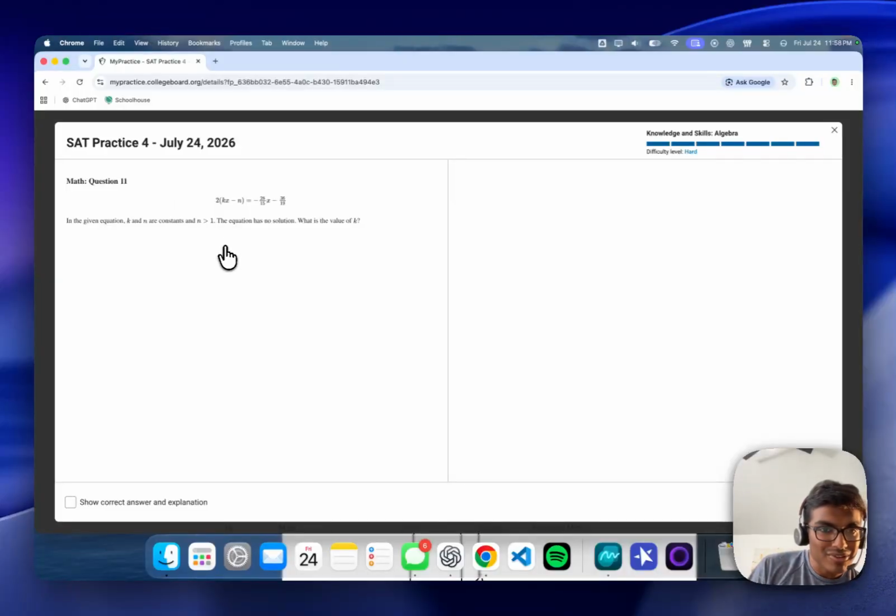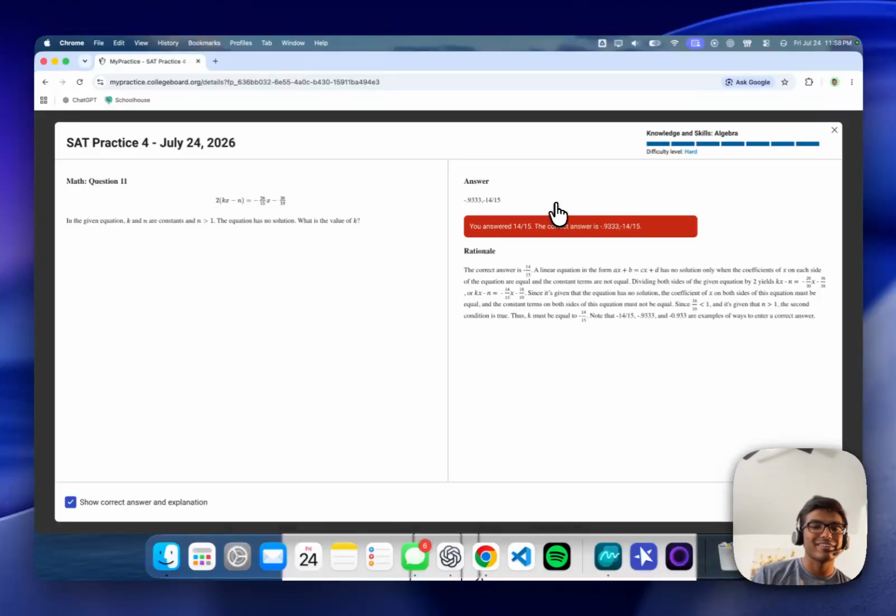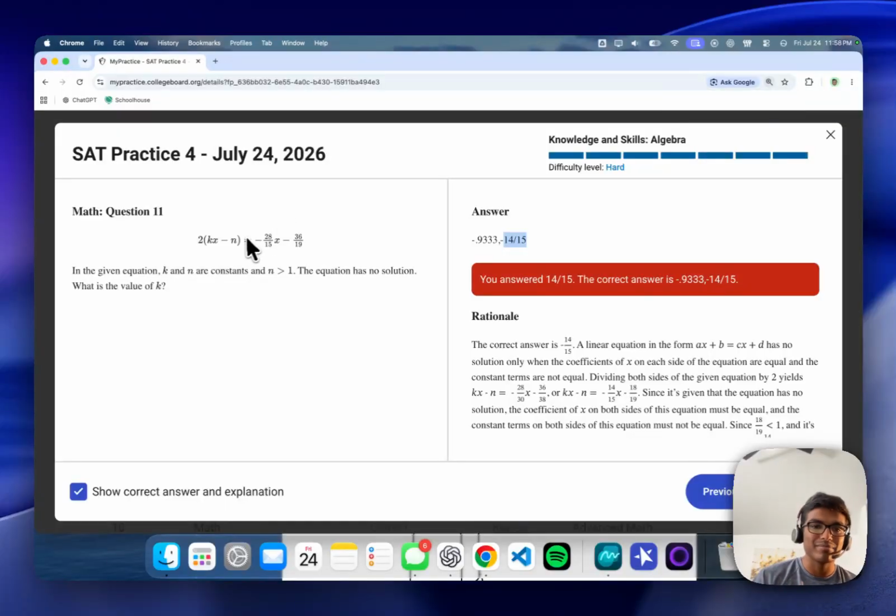The equation has no solution. I'm going to be so mad if I forgot a negative. Oh yeah, I just forgot the negative. So this should have been negative 14/15. As I mentioned before, the slopes have to be the same for it to cancel out, right? So this has to be negative 14/15 for k, because 2 times negative 14/15 would get you negative 28/15. And then since they're the same, the slopes would just cancel out. But I just forgot to put the negative there, which is unfortunate, but it's fine.